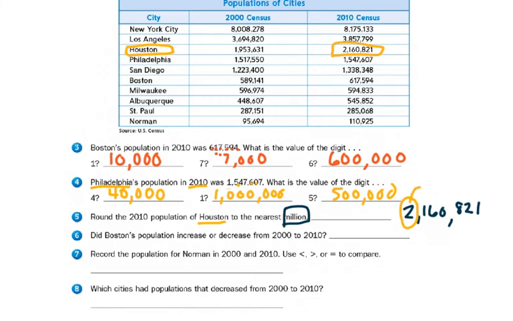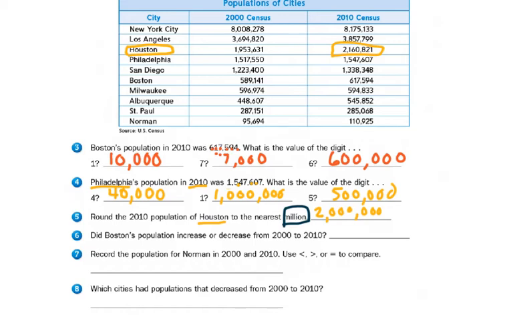Go ahead and write 2,160,821. Draw an arrow to the right. Remember, you ask that neighbor just to the place value to the right. 5 or more, raise the score. 4 or less, let it rest. It is 4 or less, so I'm going to let the 2 rest. Everything then after the millions place turns to a 0.